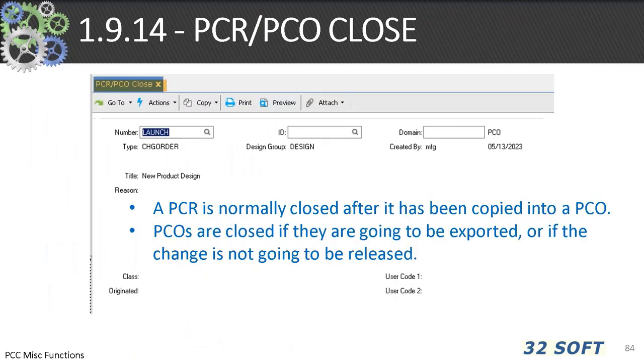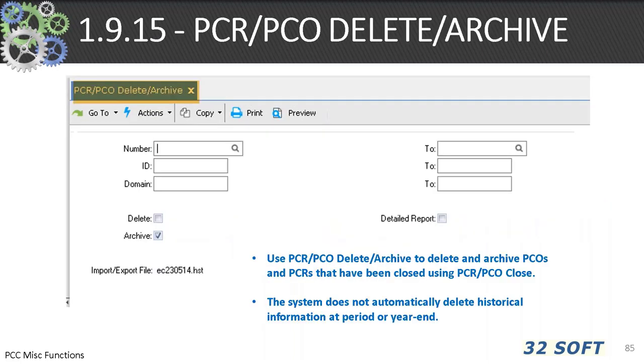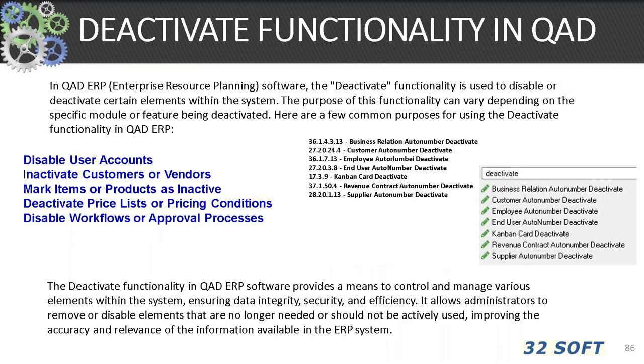The PCRs are closed after they've been copied into a PCO. PCOs are closed if they are going to be exported or the changes are not going to be released. The 1.9.15 PCR delete and archive is used to delete and archive PCOs that have been closed using the PCR close function. The system doesn't automatically delete historical information at either the period or year end.